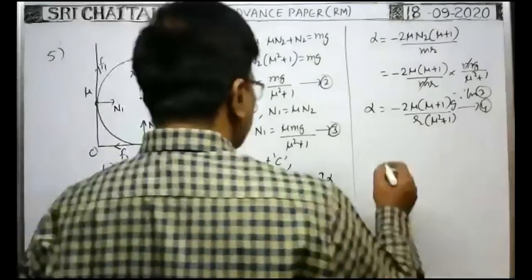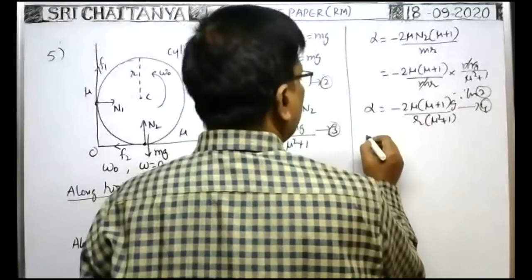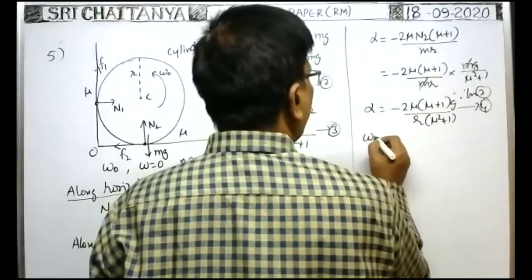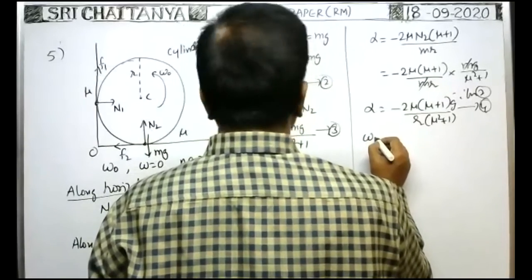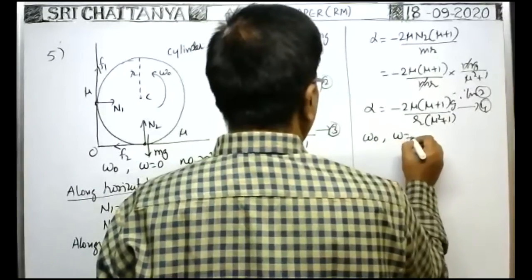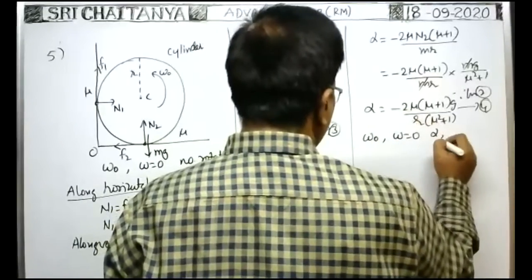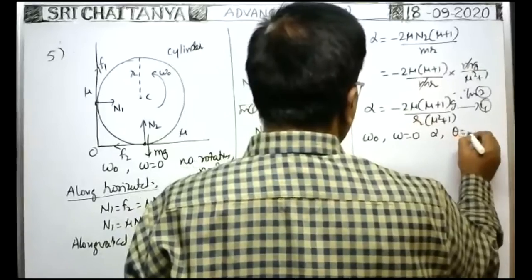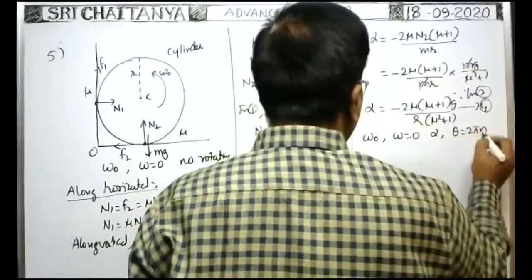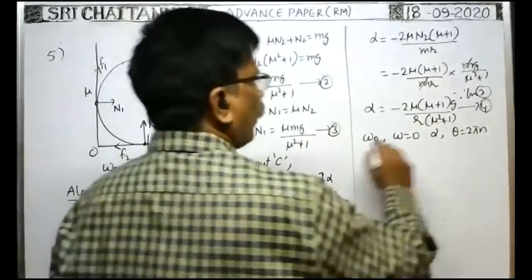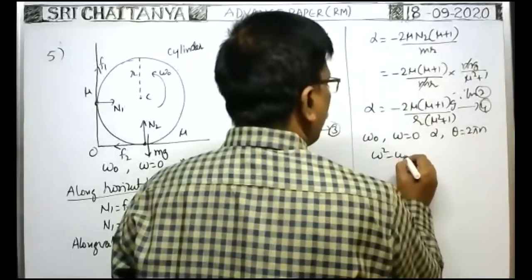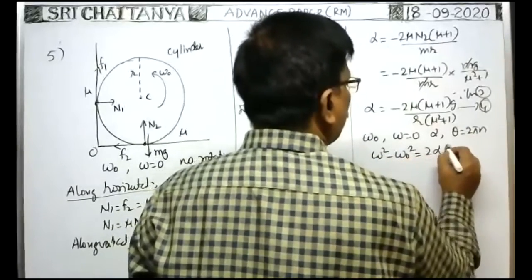Okay, therefore for angular acceleration we have initial angular velocity omega naught, final angular velocity 0, angular acceleration alpha, and angular displacement theta, which is equal to 2 pi into the number of rotations before coming to rest. What is the relation among them? Omega square minus omega naught square is equal to 2 alpha into theta.